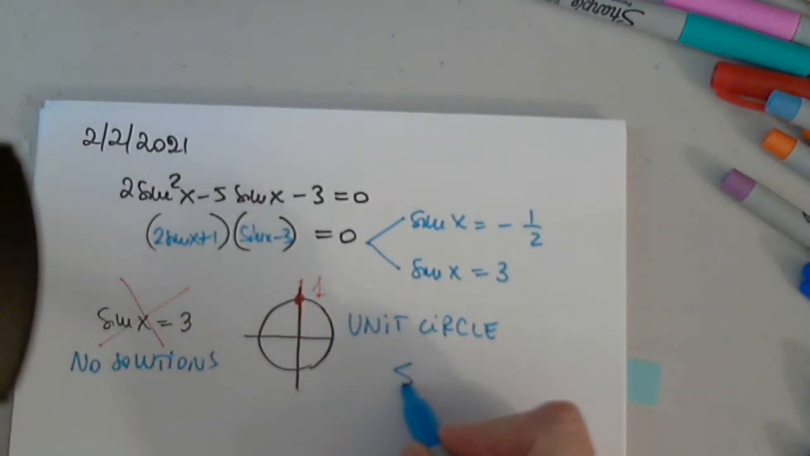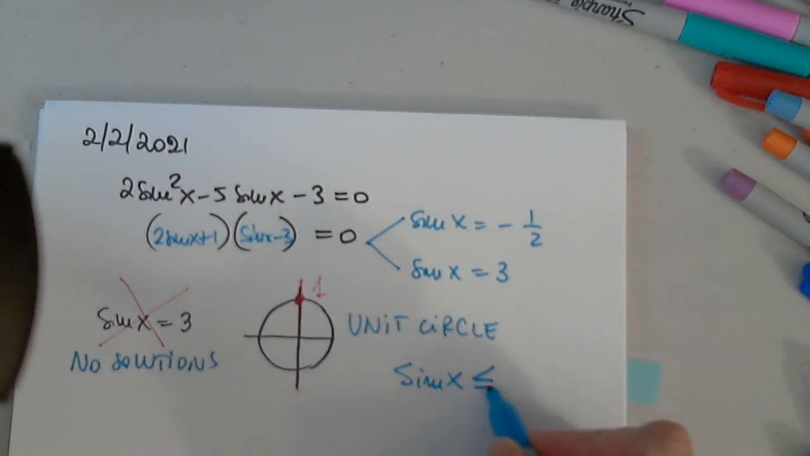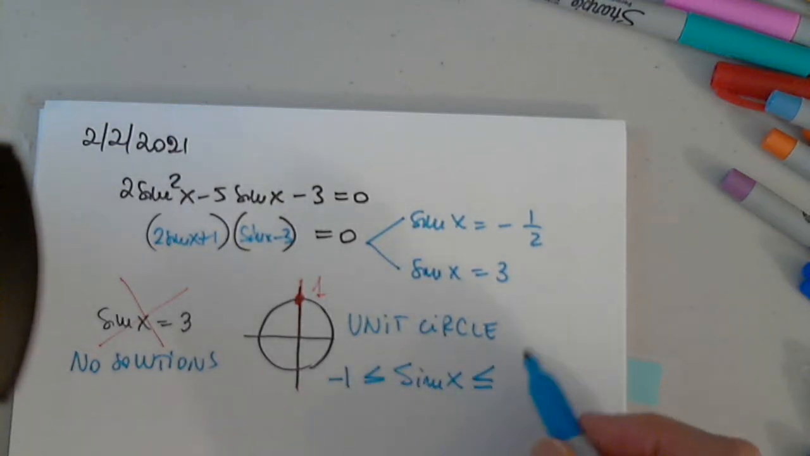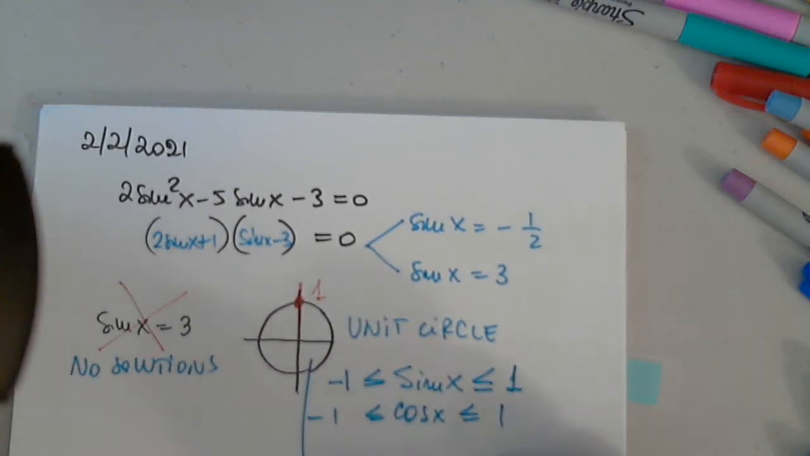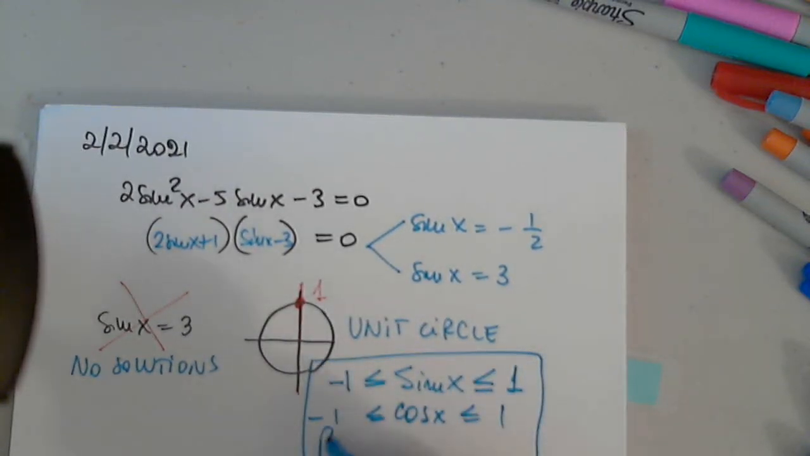Sine is, we say, a bounded function. Its smallest value is -1 and its largest value is 1. The same thing with cosine. So they are bounded functions.